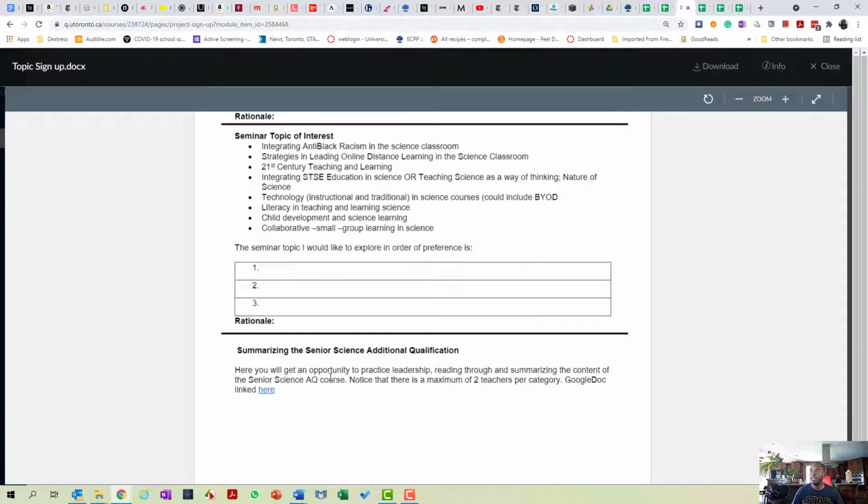And then finally, the seminar. I don't have a sign-up document for that. You're just going to give me your 1, 2, and 3 choices, and then I'm going to put you into appropriate groups, and then we'll see how it goes from there. All right? It is possible we might have more than 1 group participating and doing the workshop.